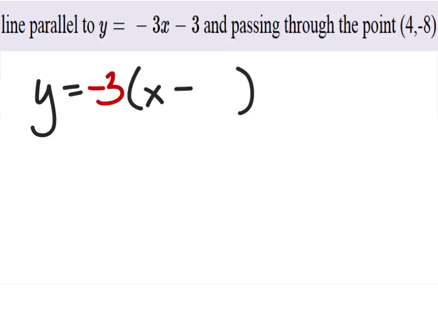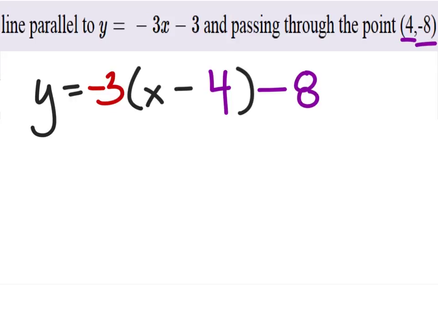Specifically from that negative 3, not the negative 3 to the right there, all right? That is the y-intercept. And then we have the point, 4, negative 8. So our x is 4, and the y is a negative 8, so we can just write that as y minus negative 8. And we just leave that other negative 3?